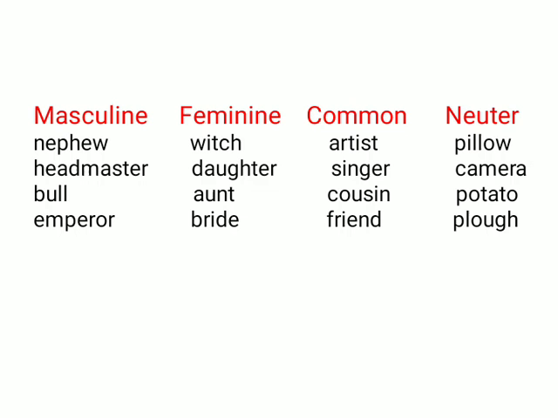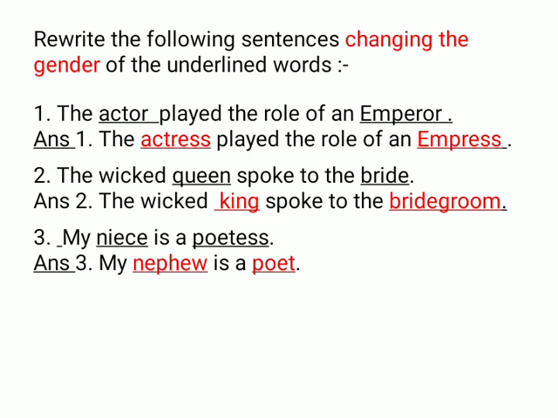Now, after this, let's move on to the next activity, that is activity number 2. Rewrite the following sentences changing the gender of the underlined words. The first one is, the actor played the role of an emperor. Now the underlined word here is actor. We have to change the gender of this actor and the emperor. So we will rewrite the sentence by saying that the actress played the role of an empress. So both the actress and empress here refer to people.